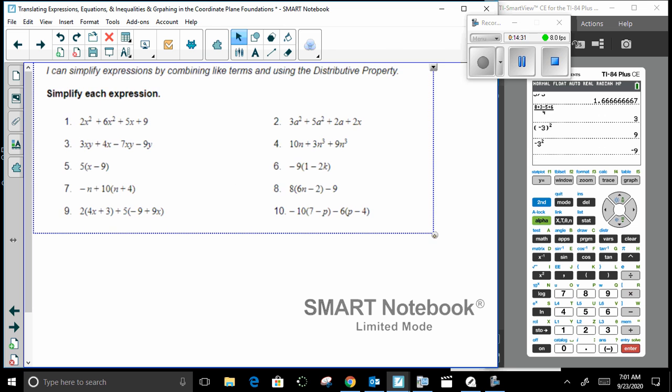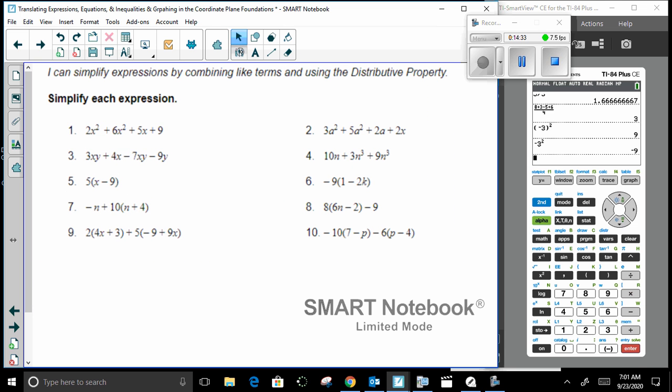I can simplify expressions by combining like terms. So let's look at number 1. I'm going to jump around here and then let you do some on your own. Number 1, 2x squared. X squareds go with x squareds, and it looks to me like there's a like term. Keep the like term. Do what the numbers say. 2 plus 6 is 8.